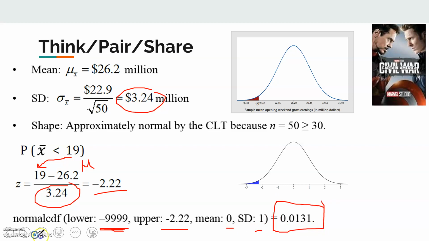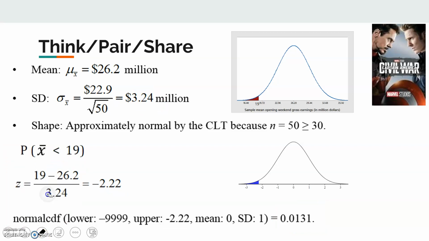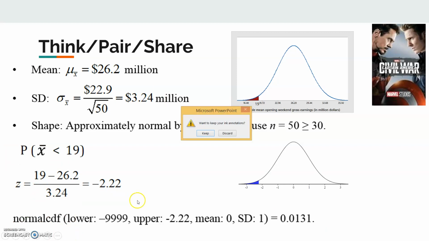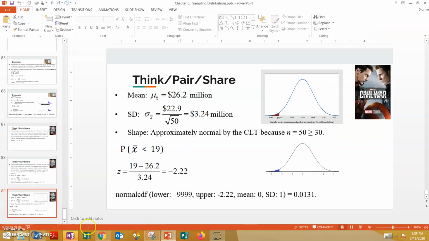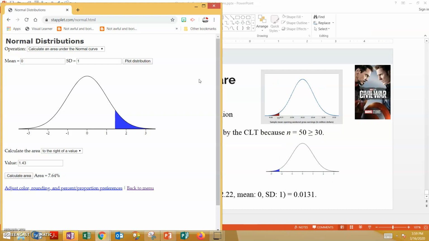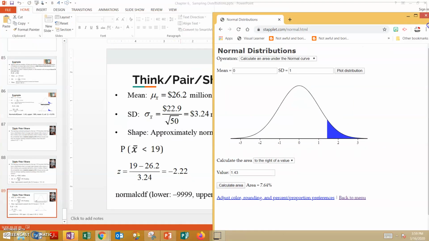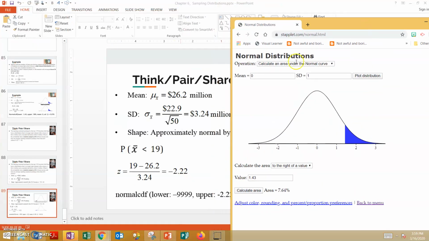Again, if you want to do this on Staplet because you don't have a calculator, I'm going to quickly show you how this works. Go to Staplet, back to that normal distribution portion, and you have to have an idea of where the shading goes. Calculate an area under the curve. This time we want to go to the left of a value, and the value in question is negative 2.22.